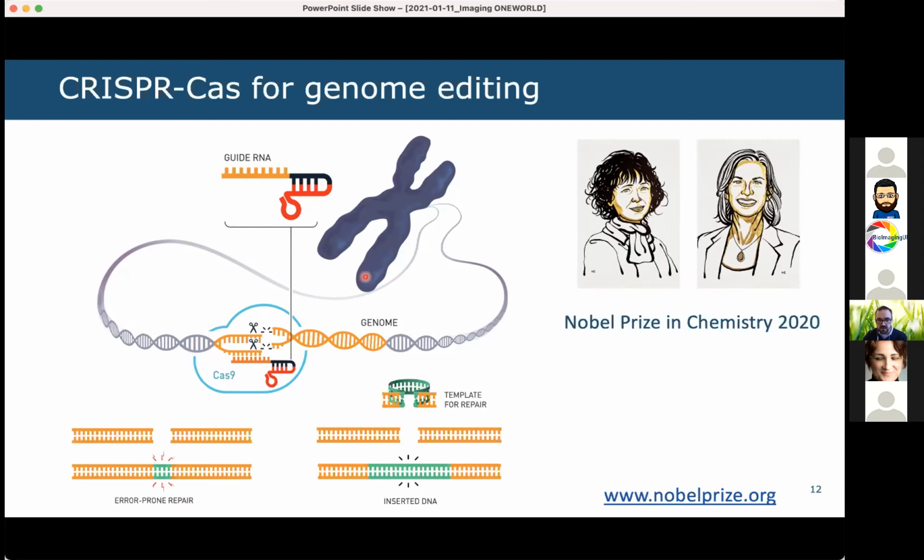And why is that important? You can now target, for example, a certain region, create a cut, then offer a small DNA insert, in green, that overlaps with the upstream and the downstream region, and you can insert DNA or you can remove things that are not supposed to be there in your DNA. So if you want to repair something, if you have a chromosomal defect, you could do that basically with CRISPR-Cas9. So this is from the application point of view.